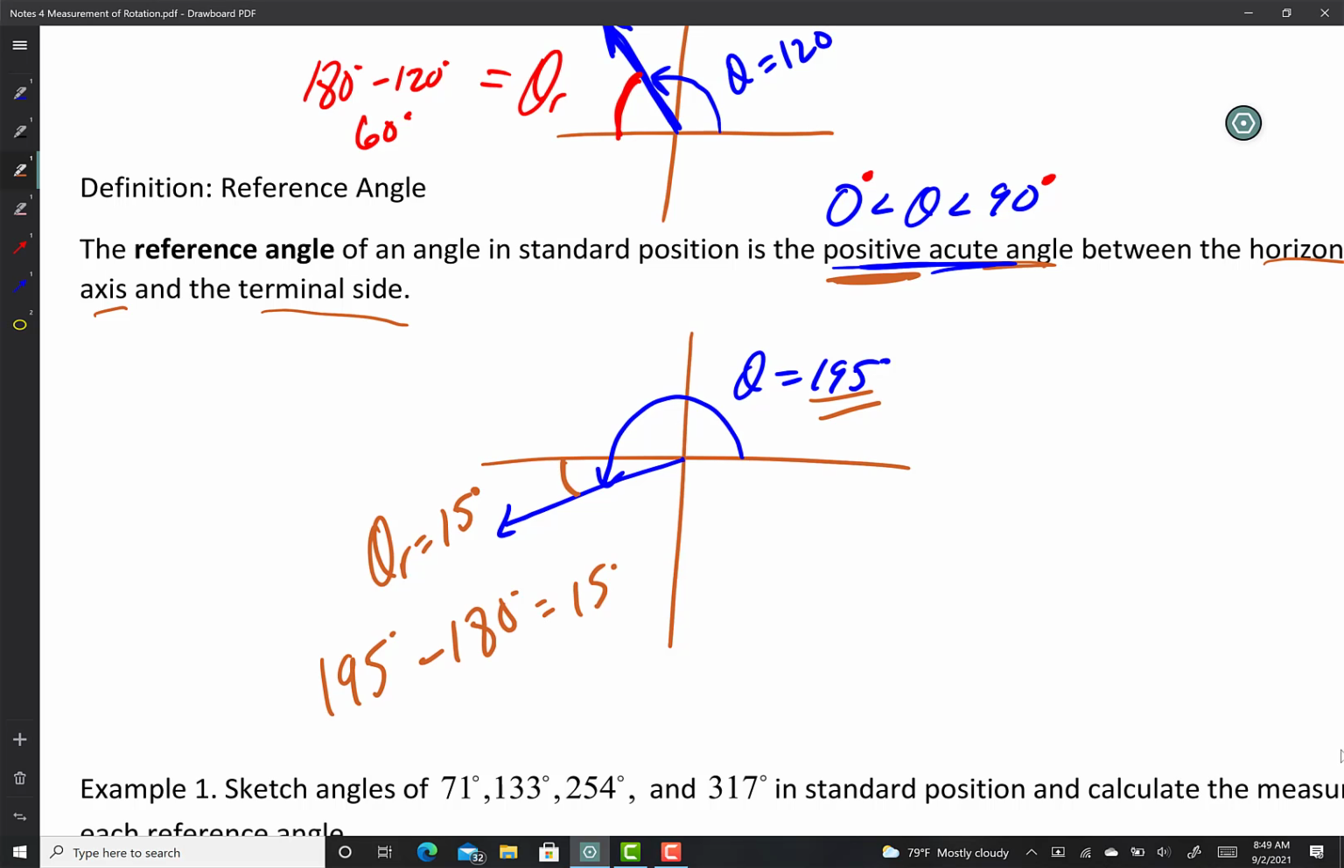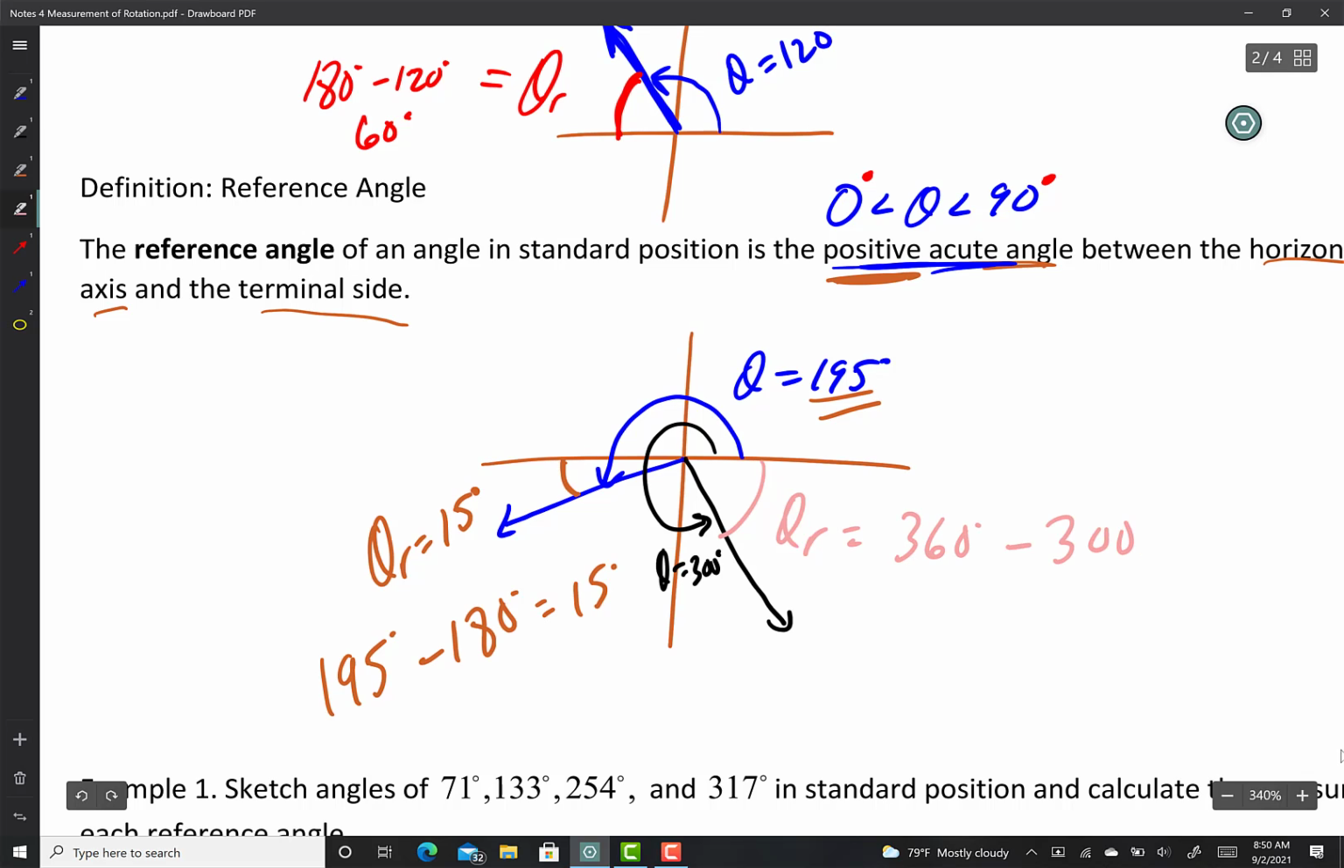Okay, last one. If I'm in quadrant 4, let's see if we can come up with a formula. So I'm going to do the same grid, guys. I'm going to write it down here. I'm going to say that is 300 degrees. How do I calculate my reference angle for that? 360 minus 300, which is 60 degrees. It just depends where you're at to calculate that reference. It's pretty basic once you get the concept, but you got to practice.